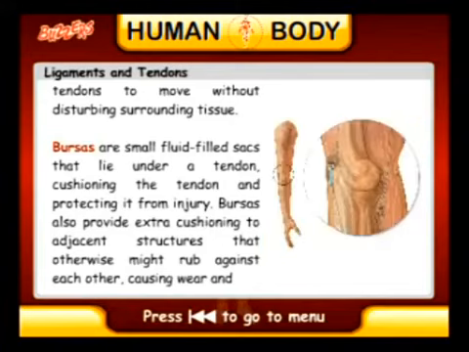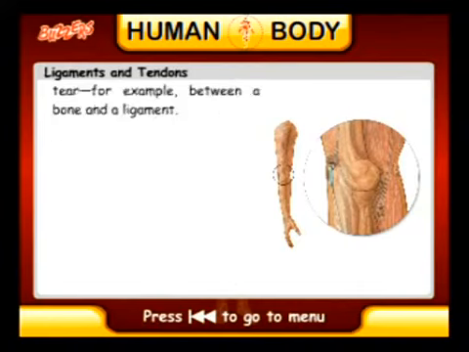Bursas are small fluid-filled sacs that lie under a tendon, cushioning the tendon and protecting it from injury. Bursas also provide extra cushioning to adjacent structures that otherwise might rub against each other, causing wear and tear, for example, between a bone and a ligament.